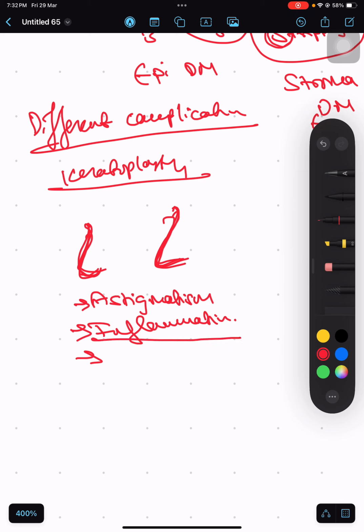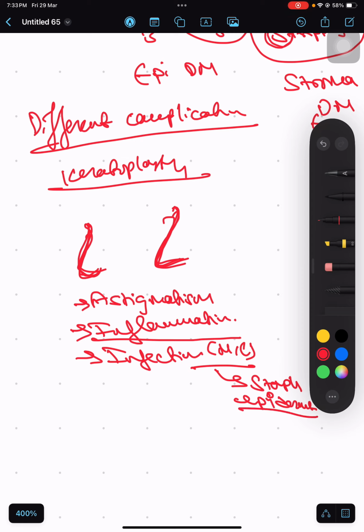Why might there be an inflammation? Because of certain infections. Infection is the most common cause, by Staphylococcus epidermidis. Remember, infection and inflammation lead to exudation, and that exudate, if it goes and stays in the trabecular meshwork like this, leads to glaucoma.